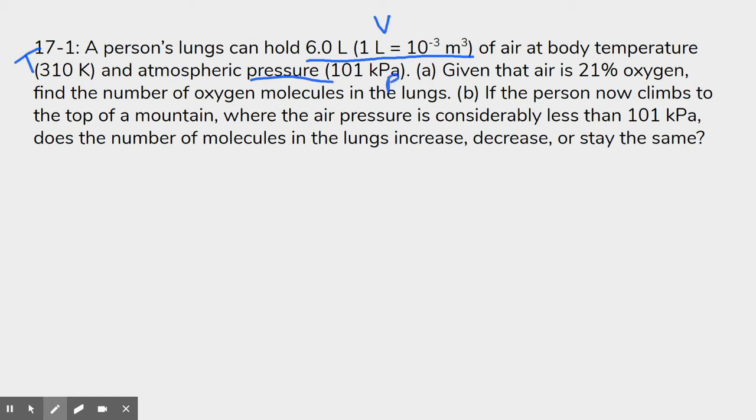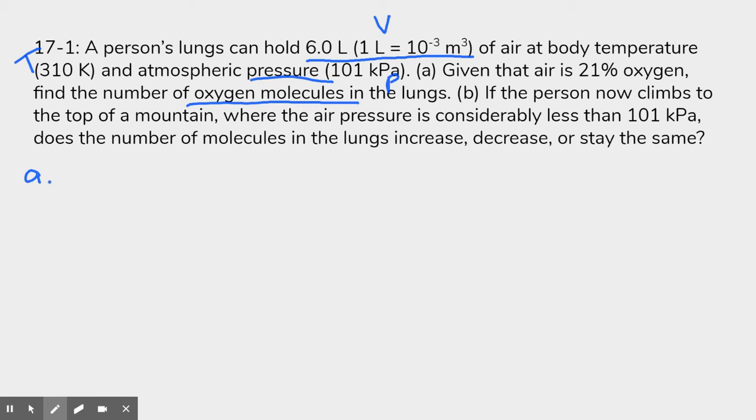If we know that air is 21% oxygen, then we want to find the number of oxygen molecules that are in the lungs. And then part B, if this person climbs to the top of a mountain where the air pressure is lower, will the number of molecules in the lungs increase, decrease, or stay the same? So let's start with part A.